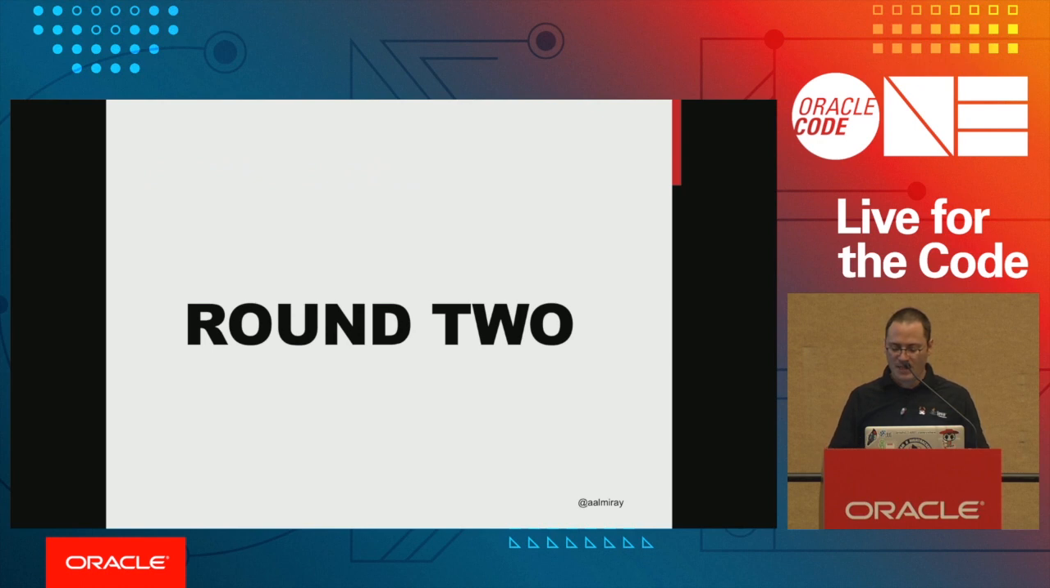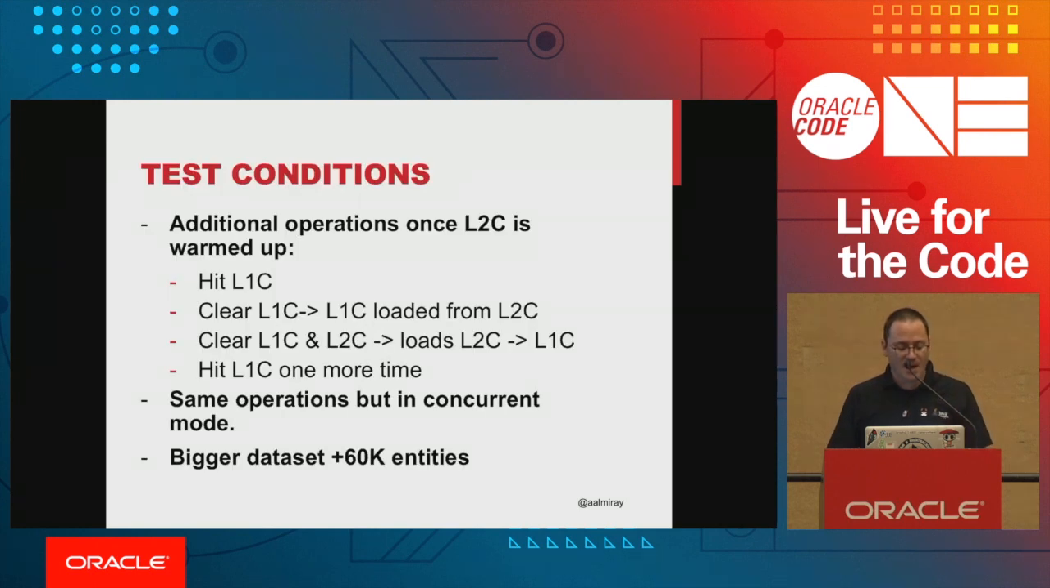So here we have the next round. And we still did this with just regular unit test cases. We will have additional operations after the cache has been warmed. So after making the second measurement, or the first measurement for reading from the cache, we will clear the cache again, and then load it, and then clear it again, and then load it, and then query it again. So many other things, and it will do this in sequence.